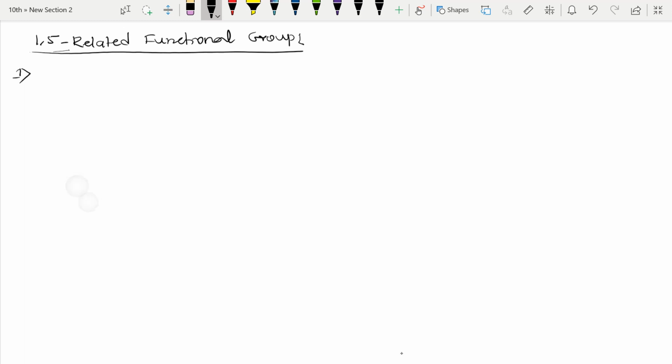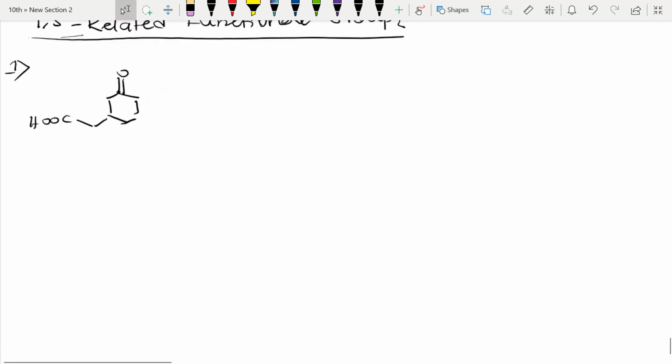So this compound I'm going to take, CH2=CH-COOH, a carboxylic acid. See here, if I number it with the red marker, I will number. First I have told to give the carbonyl carbon 2, next 3, 4, 5. So it is a 1,5 relation, right? It is having a 1,5 relation.